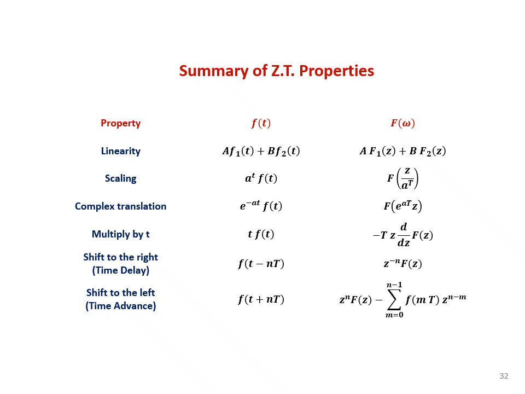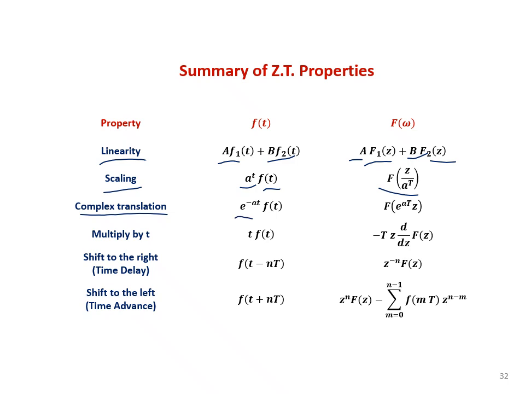Summary of Z transform properties. First, the linearity property. If a function is multiplied by a and added to another function multiplied by b, then we get the Z transform as the first function multiplied by a plus the Z transform of the second function multiplied by b. The scaling: if we scale a function by a to the power t, then we will get f of z divided by a power t, or we substitute every z in f of z by z over a power t.